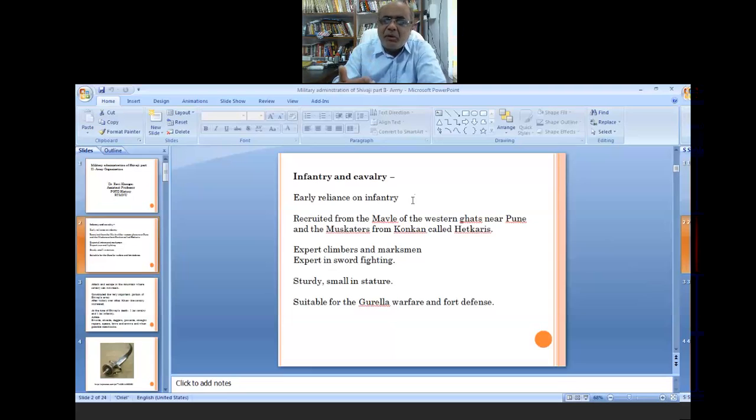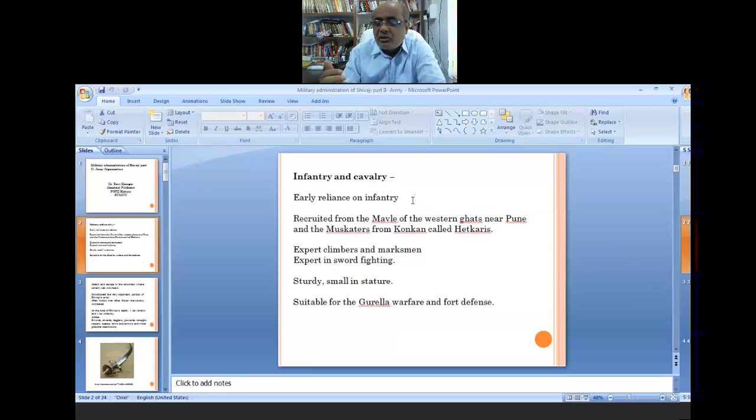And these people, Maules and Hatkaris, were very expert climbers, and they were quite good marksmen. Their aim was very good. They could shoot the enemy from a distance. They were also expert in sword fighting, and their height, if you compare with the North Indian people, these Maules are shorter, but they are very sturdy. They can put up with a lot of hardship, a lot of hard work, and their nature, terrain, and training made them very suitable for guerrilla warfare.